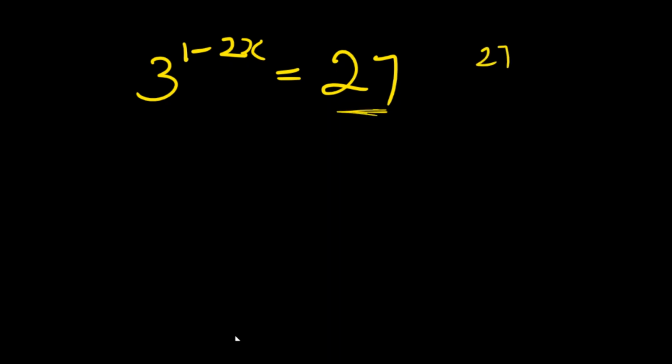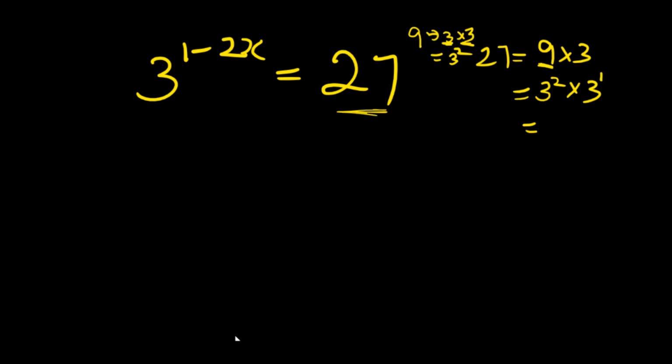So 27 can be formed by 9 times 3, right? How do you change this 9? It's actually 3 to the power of 2. We all know that, right? If you don't, 9 is formed by 3 times 3. So the same base, 3, gives you an exponent of 2, and then multiplied by 3, which is to the power of 1, so it's just going to be 3 to the power of 3. So now you know 27 is actually 3 to the power of 3, right?